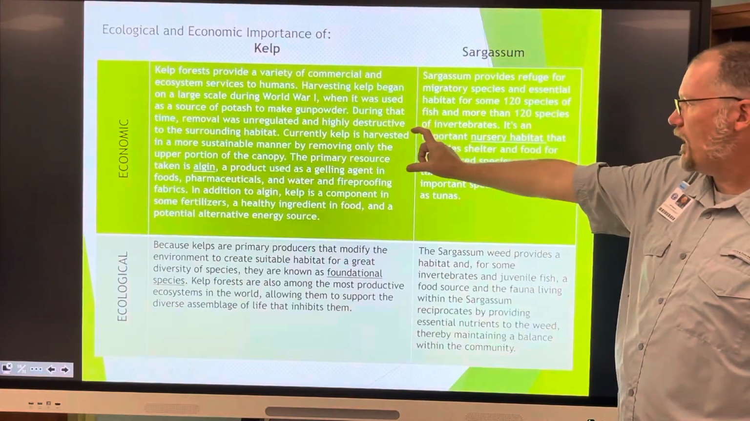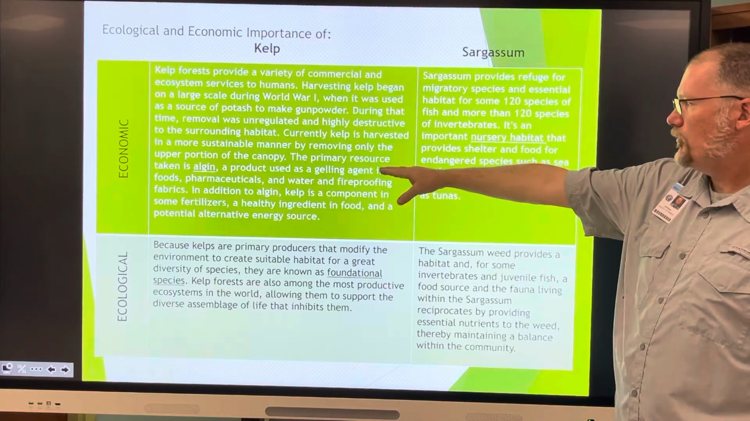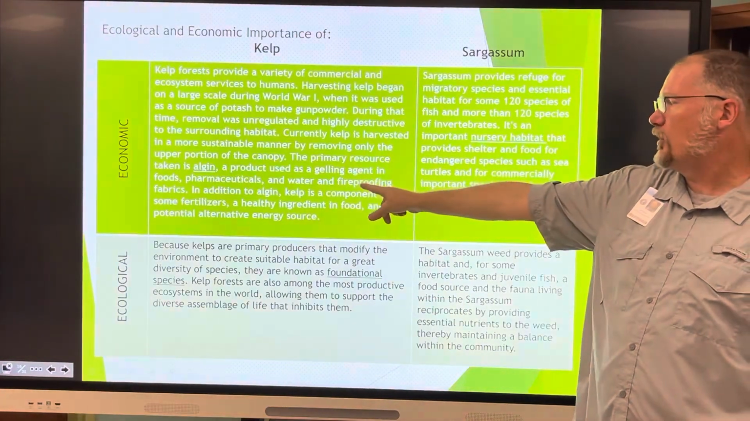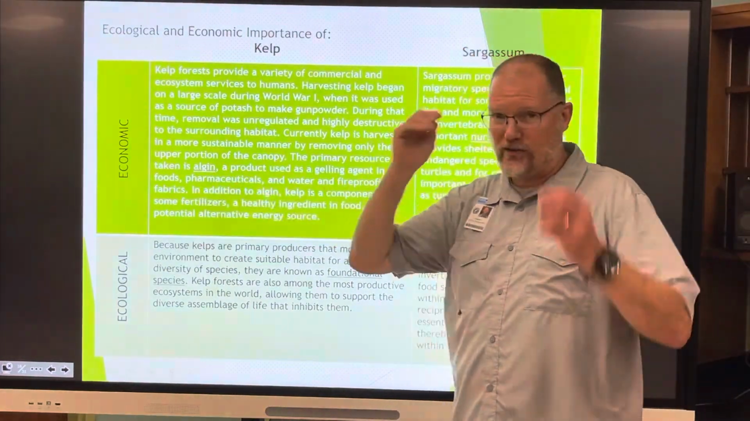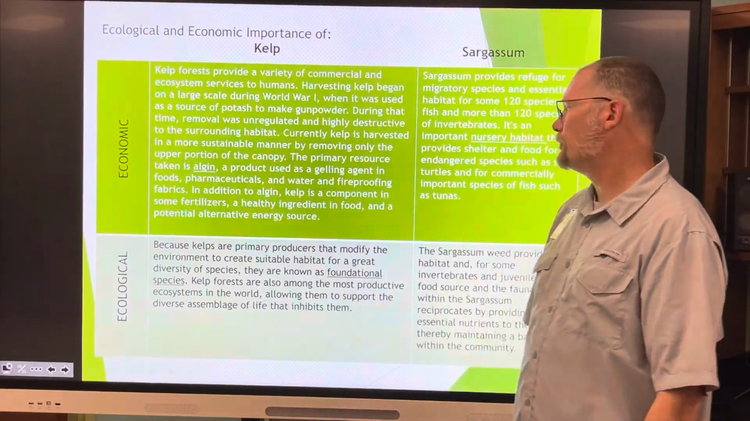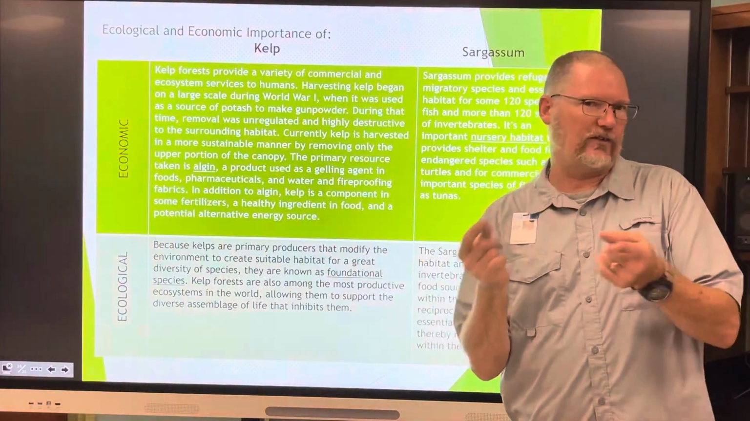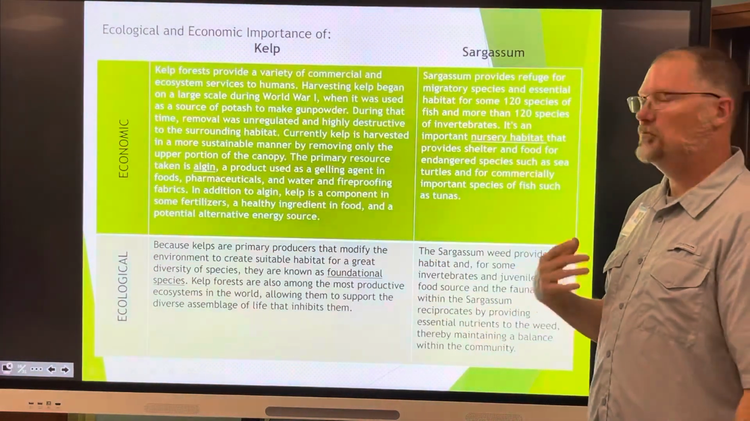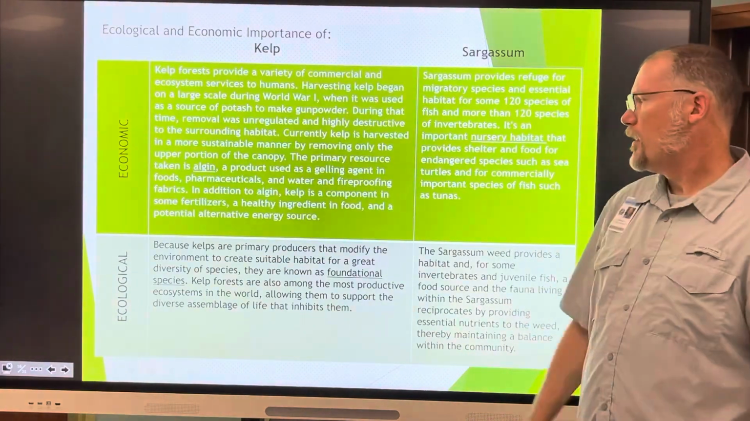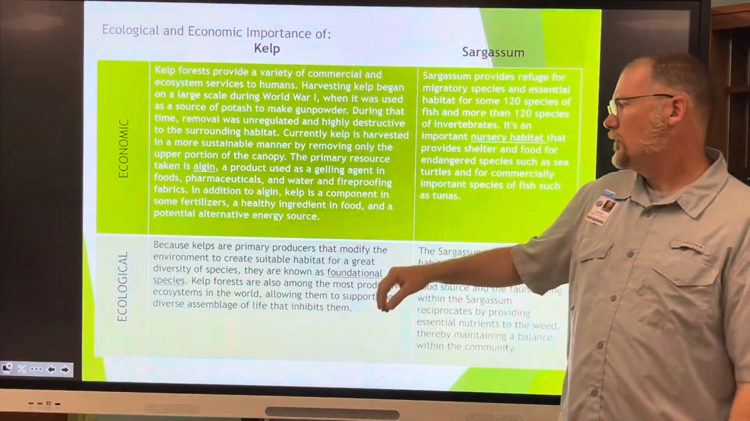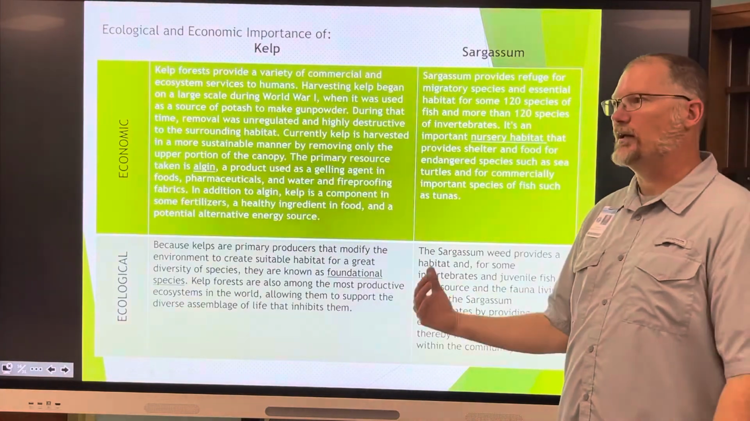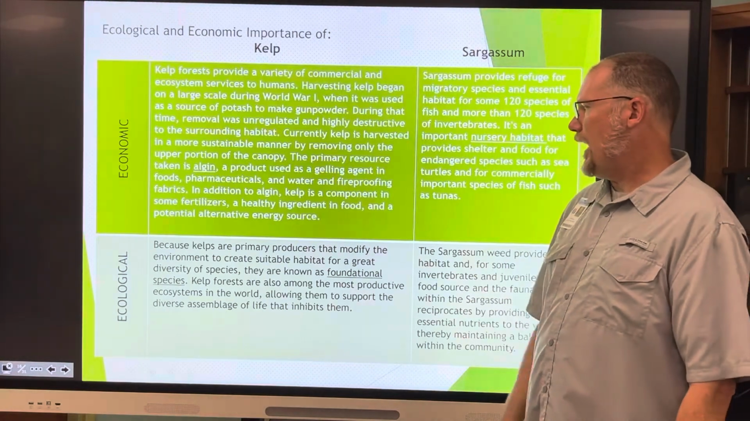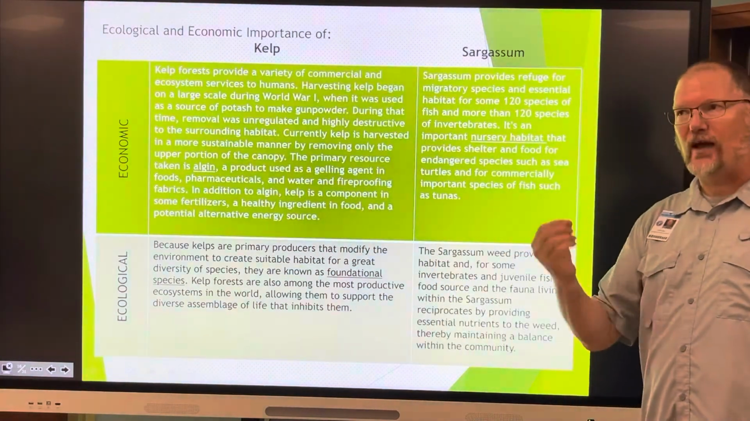kelp for economic. It's harvested for its algin, which is used for many things, including fireproofing fabrics. What? Fireproofing fabrics, that's pretty cool. Especially after our talk last Friday about that advertisement that I was in. That was a neat coincidence, I guess. And fertilizers, it's a healthy ingredient in food, so like literally eating seaweed. I'm sure some of you have eaten seaweed before. And a potential alternative energy source.